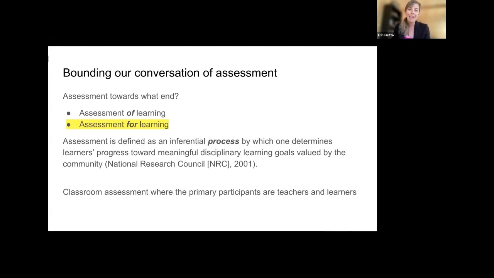We look at the National Research Council 2001 definition of assessment as an inferential process that helps teachers and learners look at progress toward meaningful disciplinary learning goals that are valued by the community. And specifically, classroom assessment is where Hosan and I locate our efforts in education and in equity in particular.